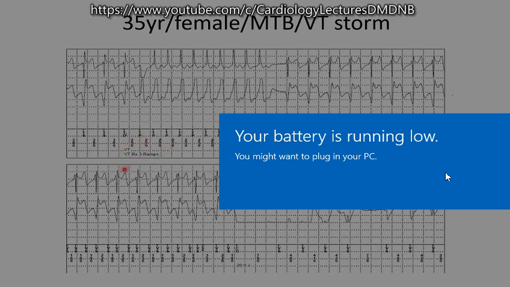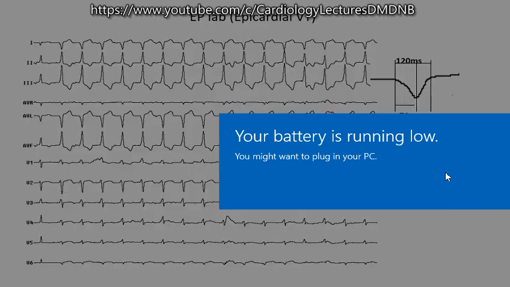The device was giving a lot of ATPs, but it was never terminating with ATP and was always recurring as a shock. Why has this happened? Actually, because she was in a multi-drug resistant VT storm, we took her for the procedure, and if you can see, the VT was an epicardial VT.